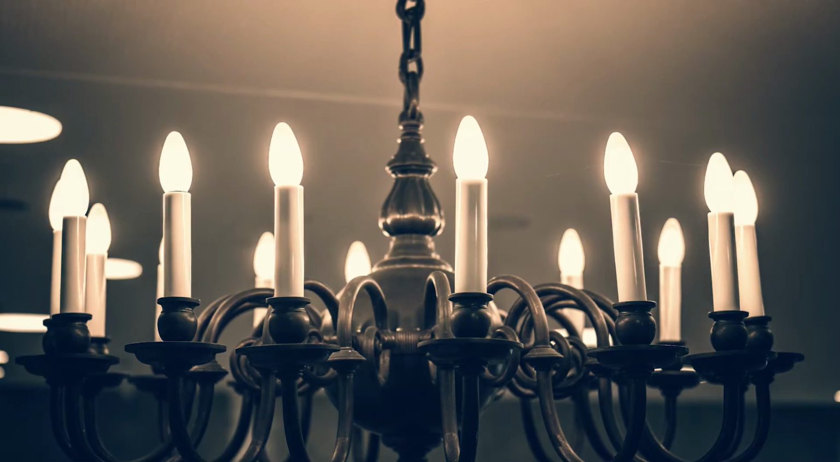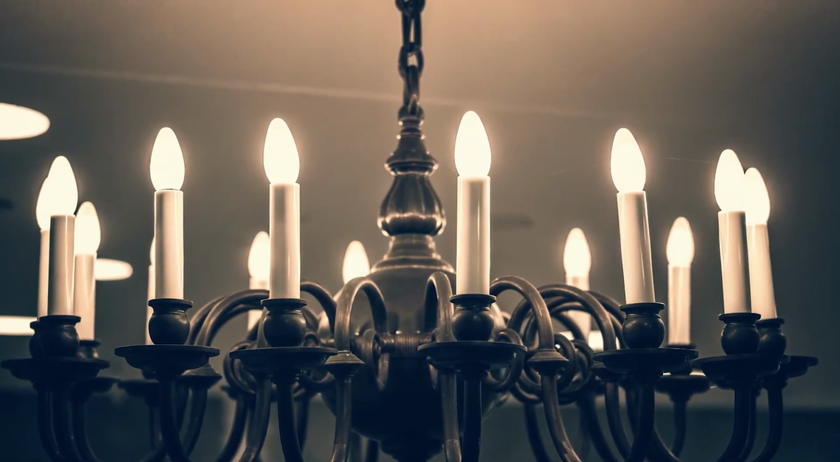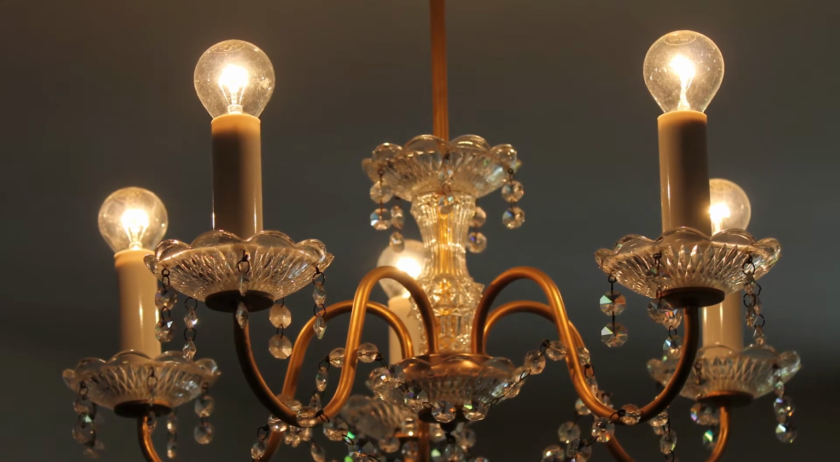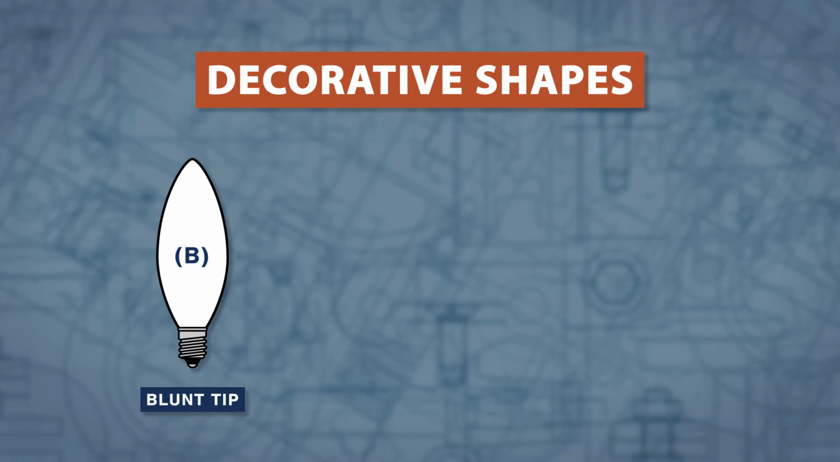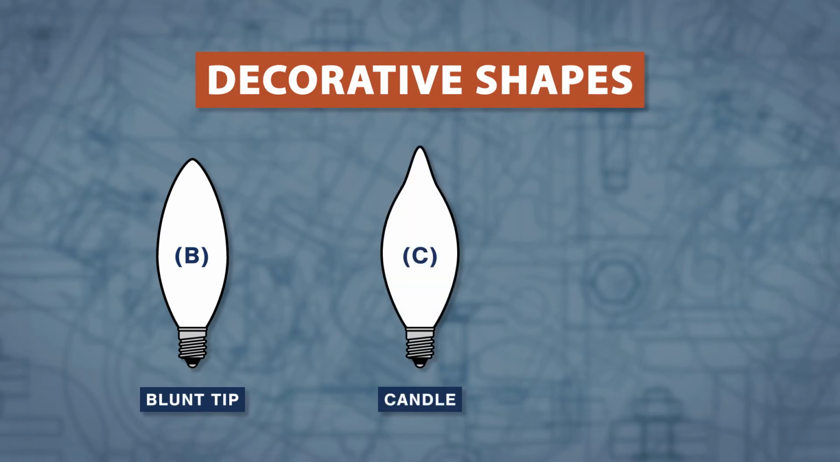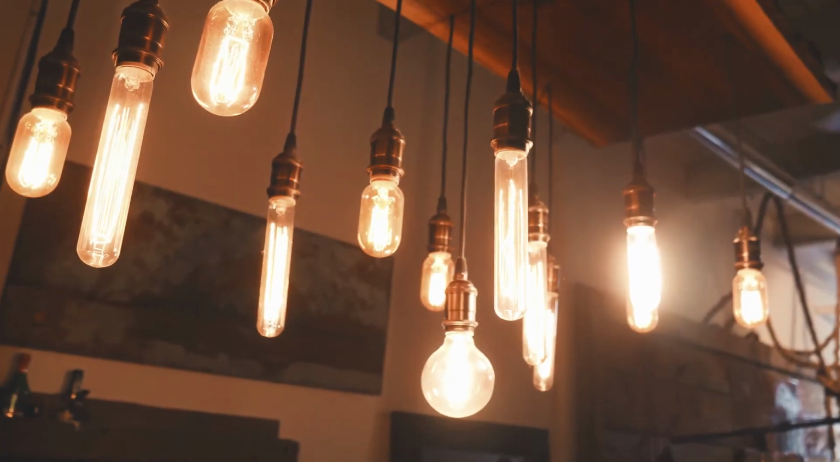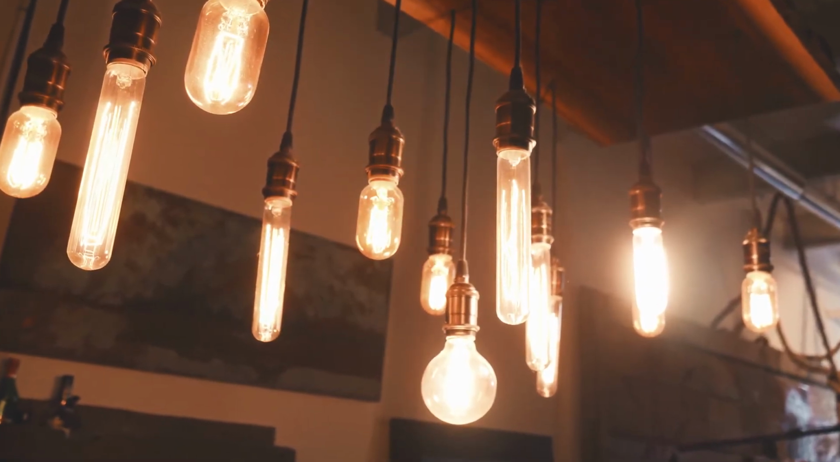Let's take a look at decorative light bulbs. These are commonly used in chandeliers, wall sconces, and in other specialty fixtures. Blunt tip type B look like bullets. Type C resemble a candle flame, and globe type G are spheres. These shapes are the most common, but you may find special shapes in some fixtures.